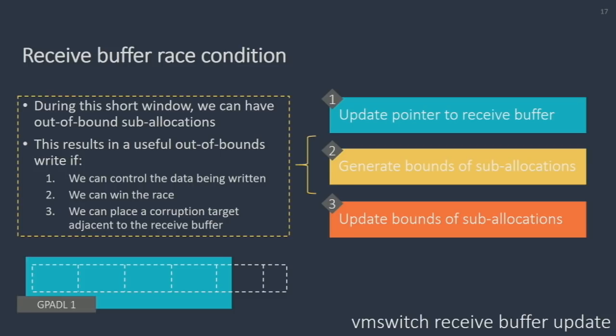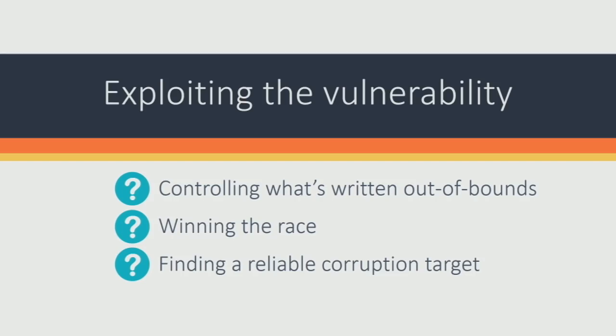And the third thing, of course, is, okay, even if we do have the ability to hit the race and control what's being written, can we even put a useful corruption target behind the receive buffer? Because typically, at least in my experience with kernel exploitation, I'm used to having an out-of-bounds write out of a pool buffer, right? I don't know where these shared buffers are mapped. This is not in the pool for sure. So I've got to take a look at that and try to figure out if I can do anything useful with that. And that's what we're going to get into right now.